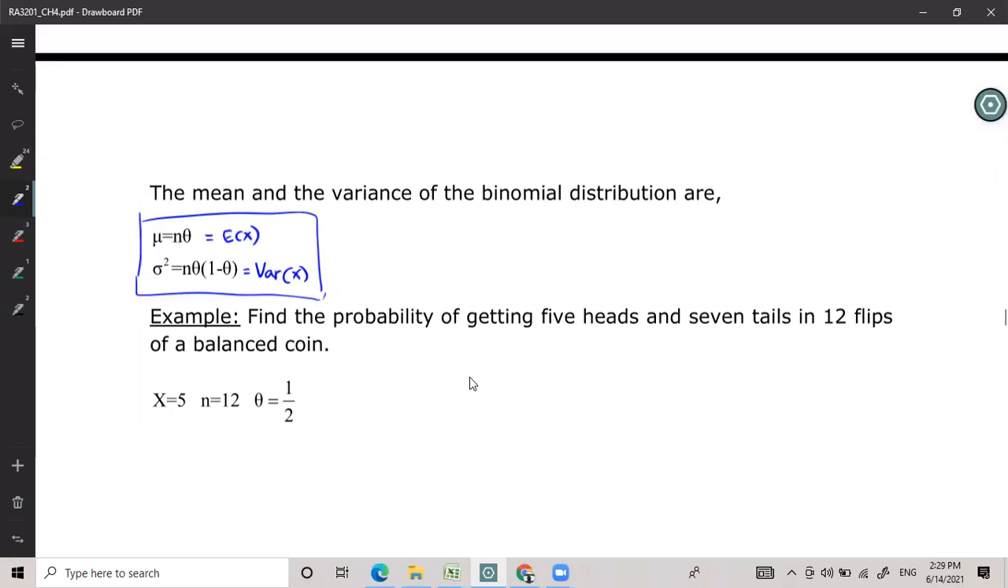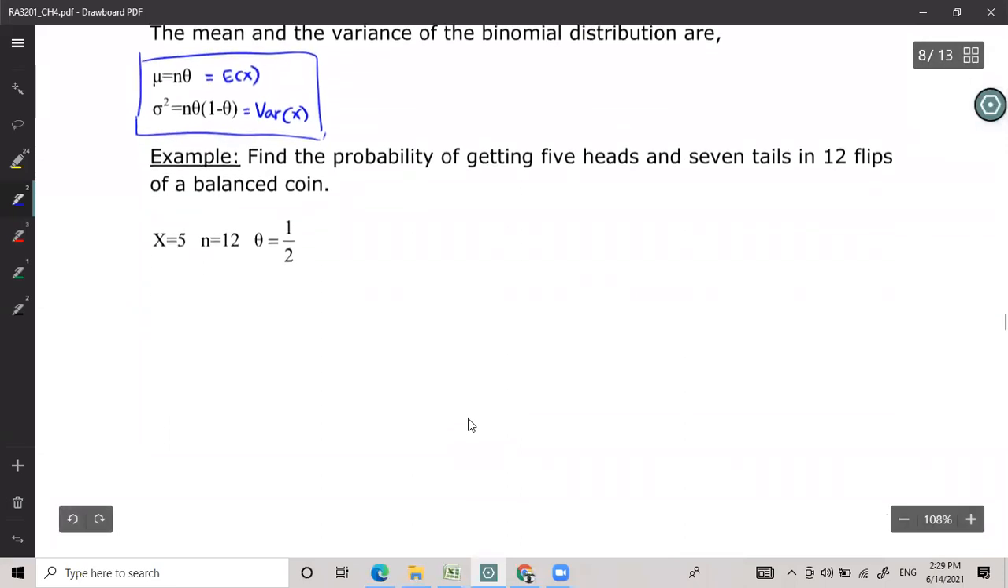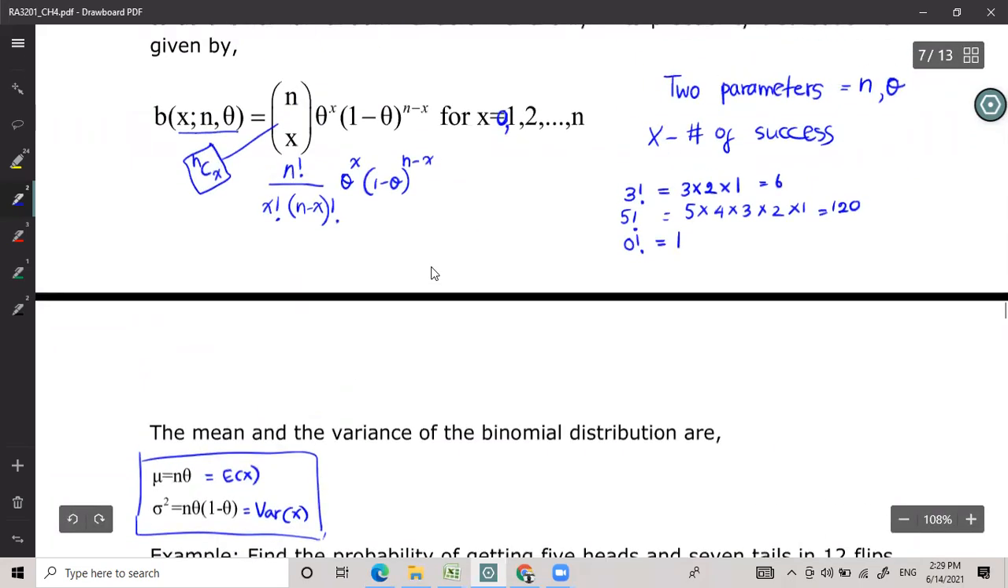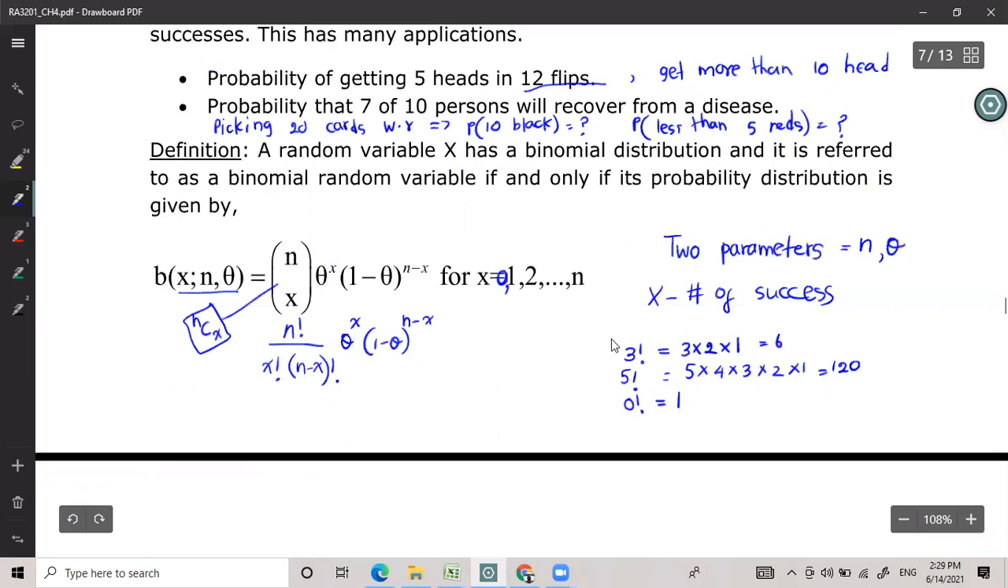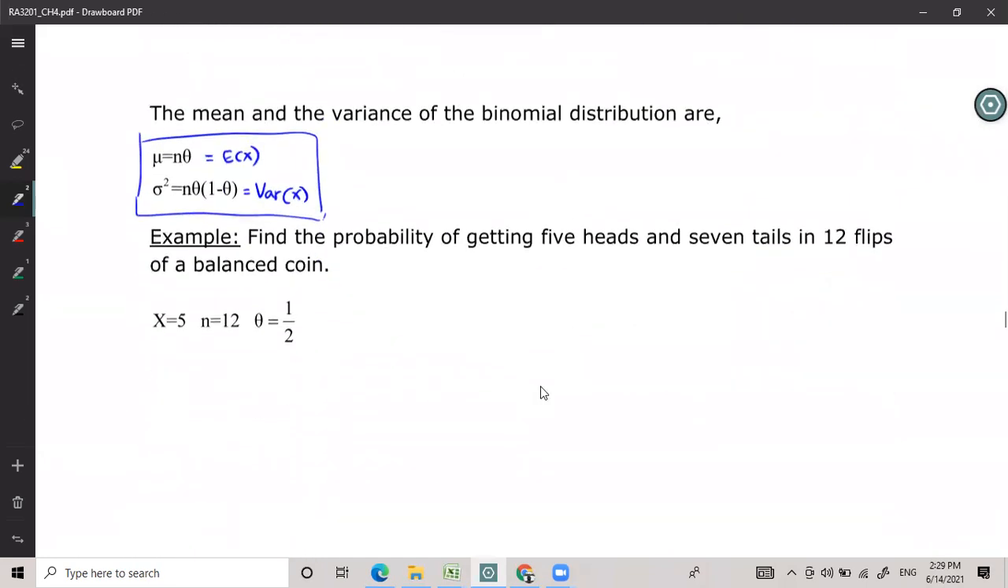Okay, so let's try a small example, then I'll show you how to read the binomial table rather than using these calculations. But it is always good to know what is actually happening behind the scenes. So let's do one example with calculations. Again, you don't have to memorize any of these equations, the mean, variance, or these binomial equations. If you have to use them, they will be given in the exam.